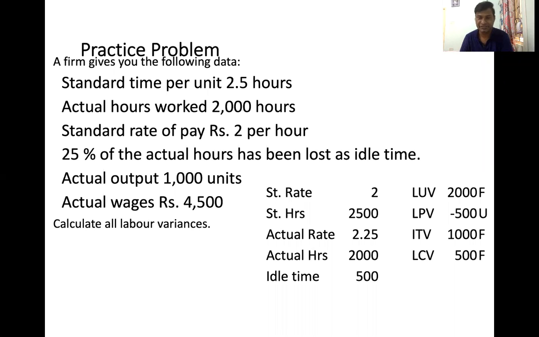Standard rate is 2. Standard hours are 2.5 hours, the standard time per unit, and there are 1000 units produced. To produce one unit you are spending 2.5 hours, and for 1000 units, 1000 into 2.5 hours, so that is the total standard hours.